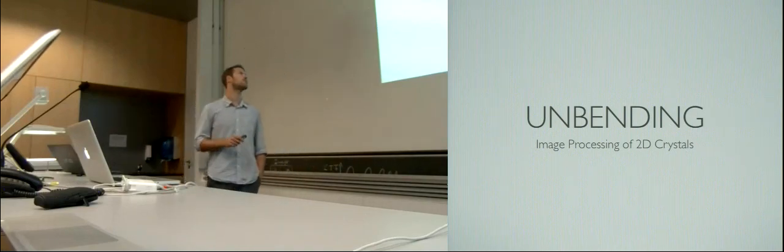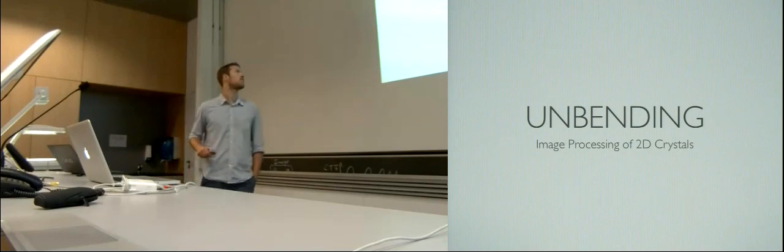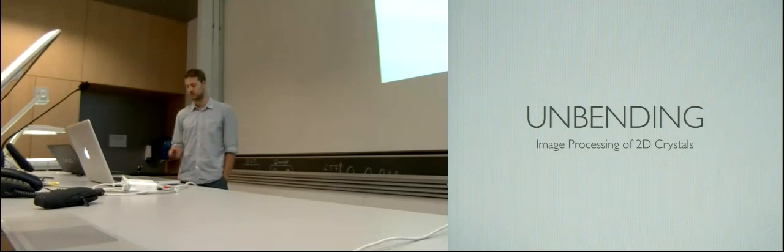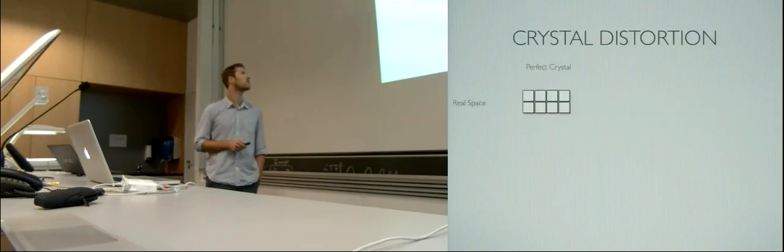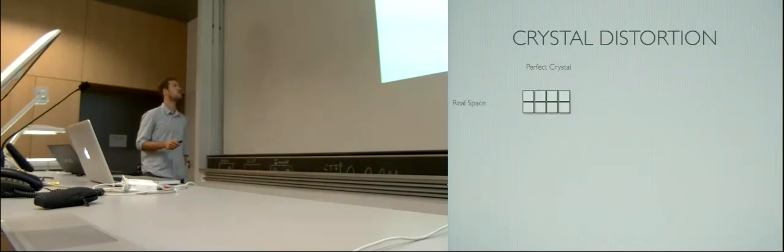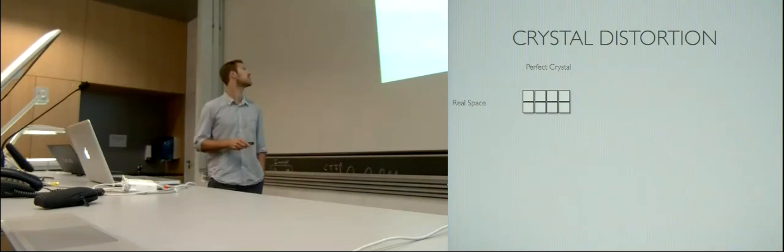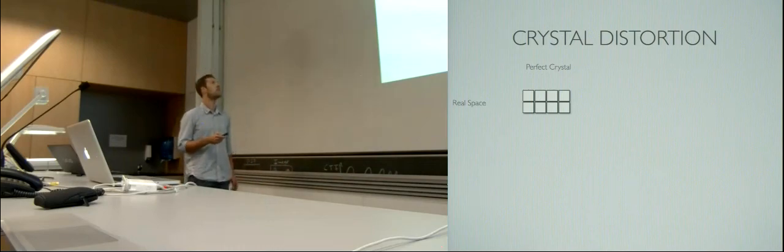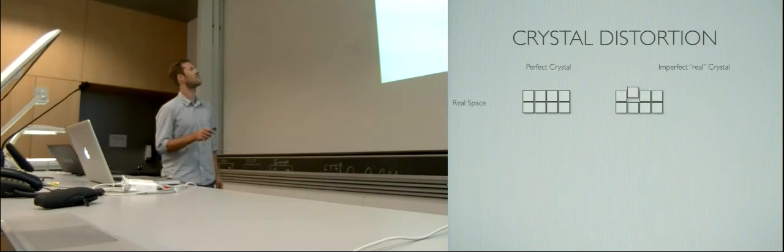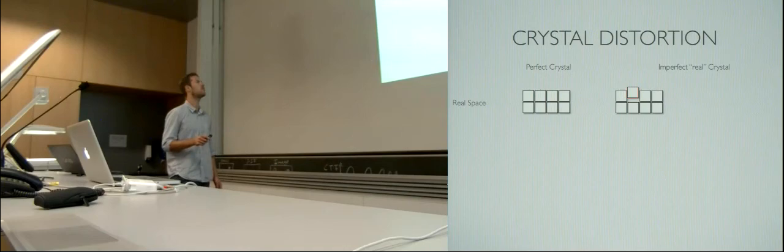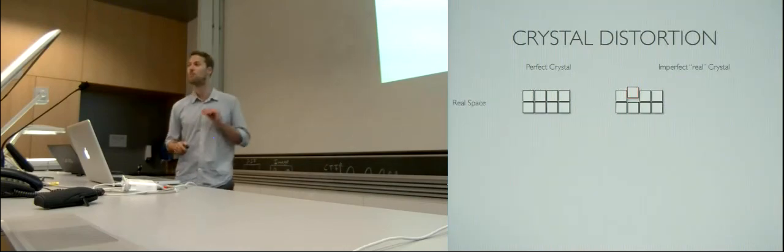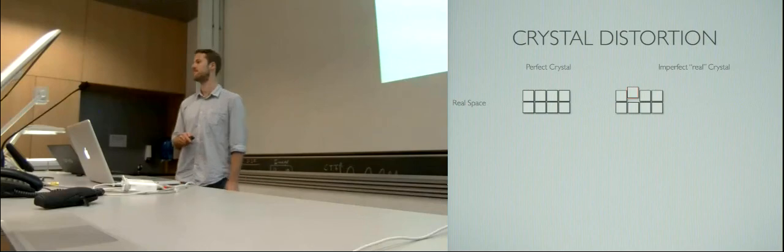And it's probably one of the most important image processing steps of 2D crystals. So let's start. In an ideal world, our crystal would look like something like this, if you consider one square as a unit cell, right? They're all perfectly aligned, a perfect lattice. Unfortunately, with real crystals, it would look something like this. So you would have your unit cells, and some of them would not be lying perfectly on a lattice.